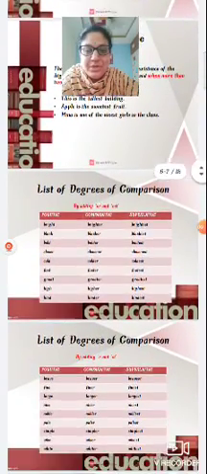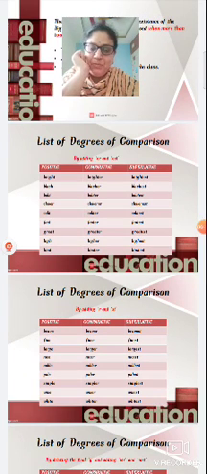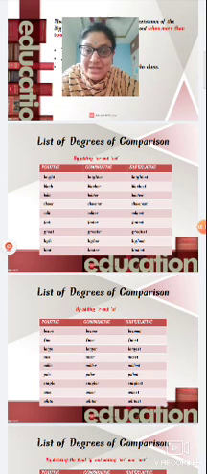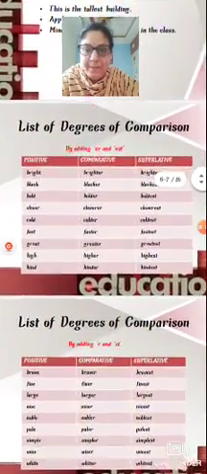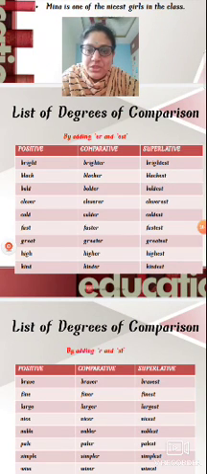Now in today's class let us see the list of the degrees of comparison, and what you have to add in the degrees of comparison. So let us see here. The list of degrees of comparison. I have made a table here for easy understanding, with the positive, the comparative and the superlative.